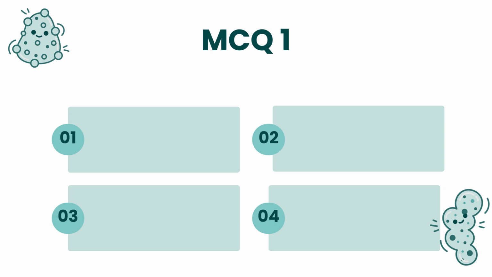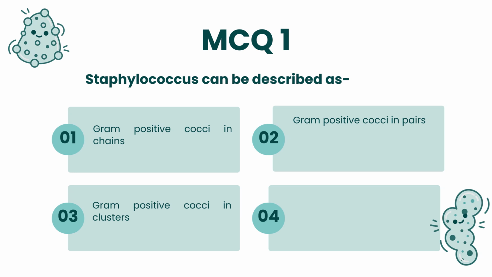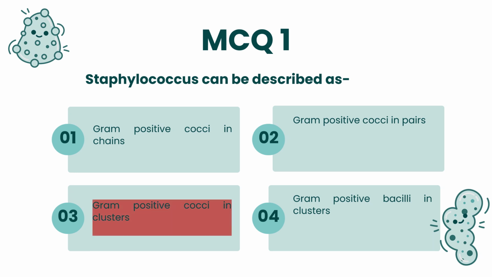Now we are coming to the MCQs. Staphylococcus can be described as gram-positive cocci in chains, gram-positive cocci in pairs, gram-positive cocci in clusters, or gram-positive bacilli in clusters. Which of these is correct? You can describe Staphylococcus as gram-positive cocci in clusters. So this is very simple now.